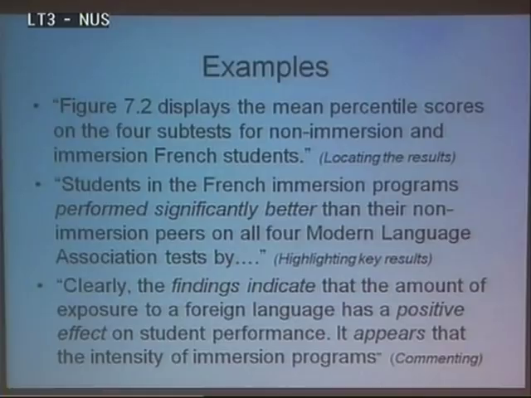Now, highlighting key results. Students in the French immersion programs performed significantly better. You're not just reproducing numbers here. You're also highlighting the significance of the results. Okay, that's highlighting key results. Then you move on to commenting. Clearly, the findings indicate... I won't use the word clearly here. To me, it is very subjective, and subjectivity should not be allowed in academic writing, but I'm taking someone else's work. So the learning point here is, don't just copy other people's writing. Think before using.